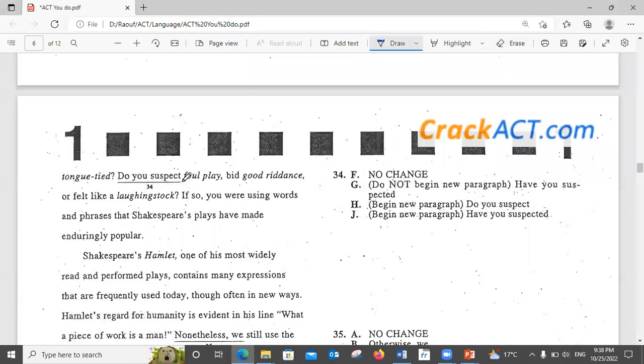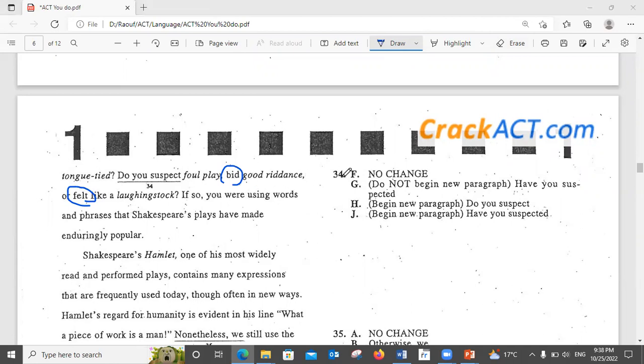Do you suspect foul play, bid good riddance, or felt? Do we say, do you felt, or have you felt? What do you think? Do we say, do you felt, or have you felt? I believe it should be have. So I cannot use, yes, very good. So this means F is not correct, H is not correct. So I'm left with G and J.